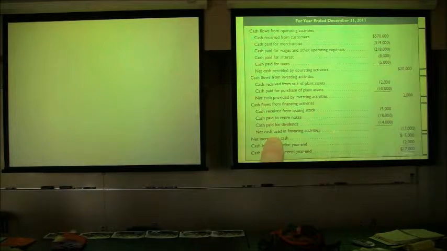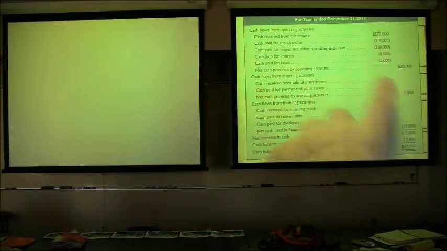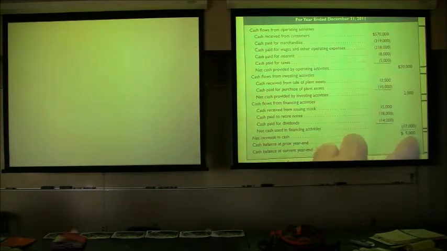In this case, you issued stock for $15,000. You retired, you paid off $18,000 of principal of a loan. You paid $14,000 in cash dividends, so it's a net cash decrease of $17,000. So $20,000 in, $2,000 in, $17,000 out, a net increase of $5,000 in cash.